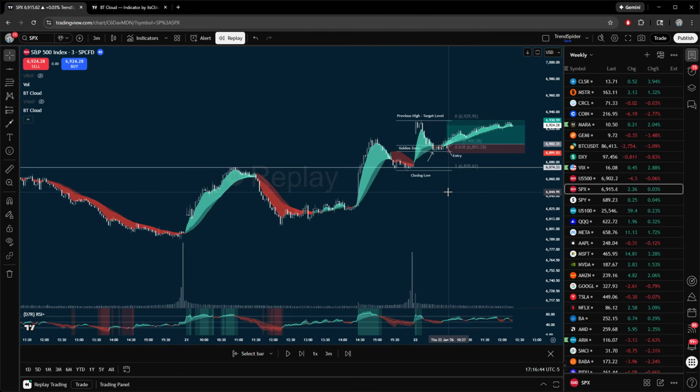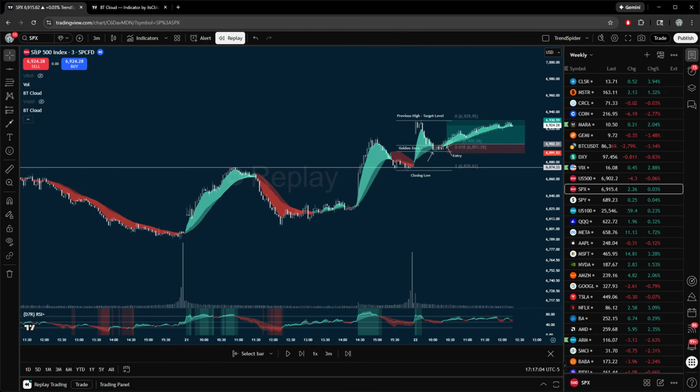Now, some common mistakes to avoid. Don't trade against the cloud. If it's red, don't go long. Don't enter before price reaches the golden zone. Be patient. Don't ignore strike selection criteria. High IV or poor liquidity will hurt you. Don't over leverage. We risked less than 2% of our account. Don't hold losers. Respect your stop loss.